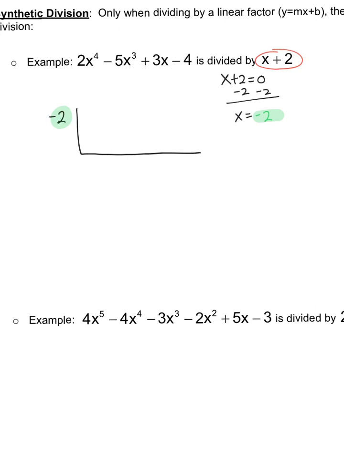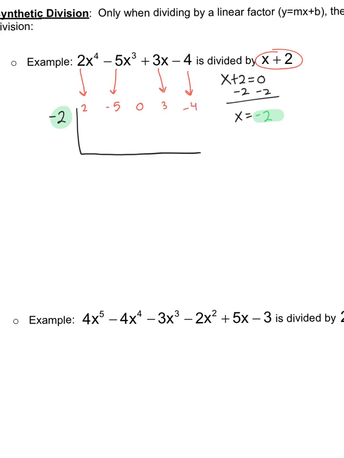And then the coefficients of your variables, in order from the ones with the highest exponent to the lowest exponent, are going to go on the top. So this 2 is going to come here. The -5 is going to come here. Notice that I do not have an x squared term, so the coefficient on x squared is 0. The 3 is going to go here, and then -4 goes here.